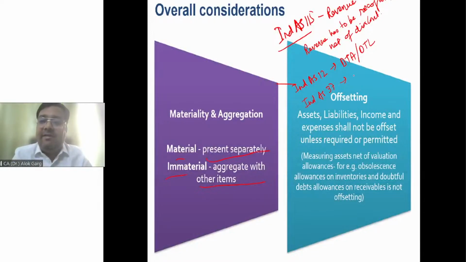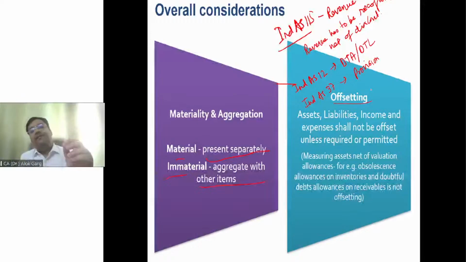So Ind AS 37 also talks about the netting of provision for expenses with the reimbursement amount, right? This is known as offsetting. Asset, liability, income and expenses shall not be offsetted unless required or permitted. Let me give a positive statement, as that was a negative statement. Asset, liability, income and expenses shall be offsetted if permitted by the Ind AS. Which Ind AS? Respective Ind AS. Right?